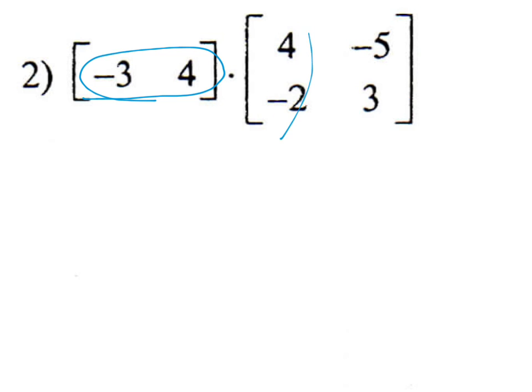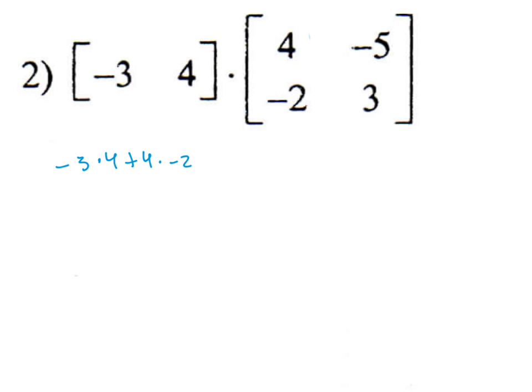So I'm going to do first row times first column. The first things times together and the second things times together, and then you add. So I'm going to do negative 3 times 4 plus 4 times negative 2. And that's the first entry of this matrix. So I erase this stuff.